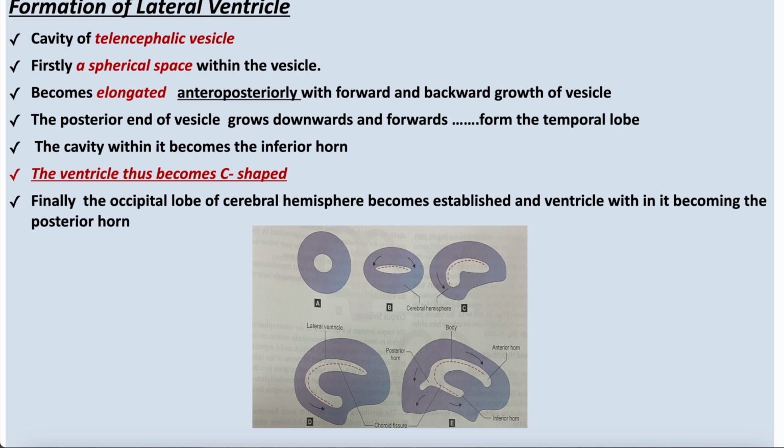Now coming to the formation of the lateral ventricle, this lateral ventricle is the cavity of the telencephalic vesicle, which is initially spherical. Within the vesicle, it becomes elongated antero-posteriorly with forward and backward growth of the vesicle. As the growth of the vesicle is happening, the growth of the lateral ventricle is happening. The posterior end of the vesicle grows downward and forward and forms the temporal lobe. The cavity within it becomes the inferior horn. So it becomes the inferior horn, it becomes the anterior horn. This is the body. Now finally the occipital lobe is formed. You can see in this diagram the occipital lobe of the cerebral hemisphere is established, and the ventricle within it is becoming the posterior horn of the lateral ventricle.